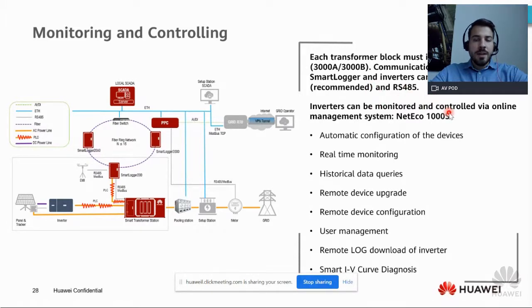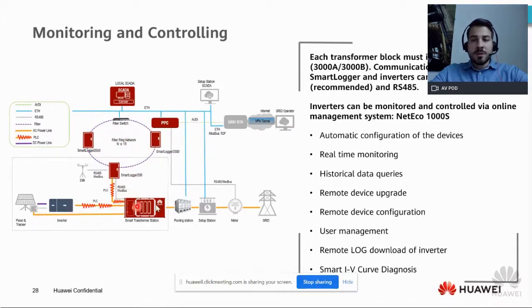And just an example here, if you have a larger system and you would like to connect these together in one ring, as there is fiber connection for the 2000 and the 3000B, you can connect up to 15 smart loggers into one ring. So that is the maximum. That's the maximum of what the smart logger can operate with. So this should be kept in mind.